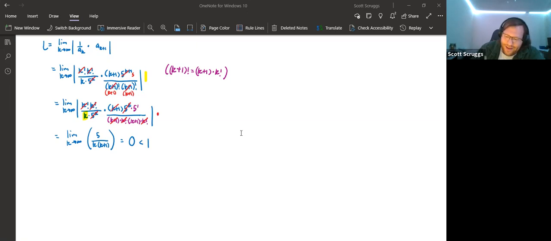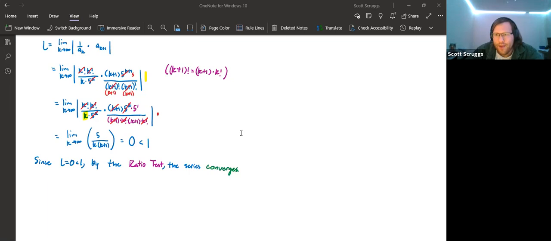But now that we have that as strictly less than 1, the ratio test will tell me that the series will converge. Since L is equal to 0, which is less than 1, by the ratio test, the series converges. And that'll be my final conclusion for that problem.